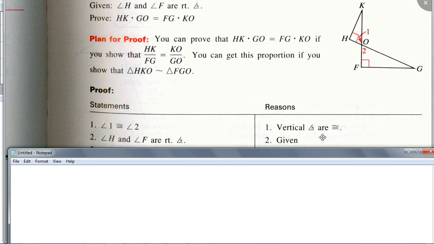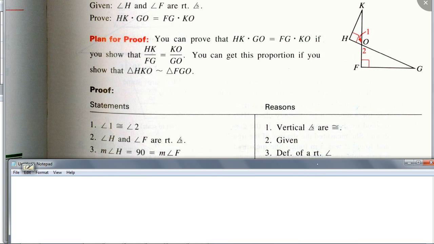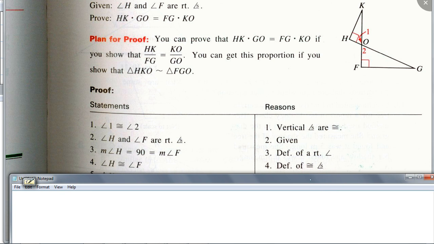Can I say as a third step then that H and F are congruent right away? No, you have to say first they are 90. Andrew, why? Definition of right angle, exactly right. And so since they're both 90, guess what? They're both congruent. They're equal to the same measurement. So, definition of congruent angles, right? So now we could say the two triangles are similar.